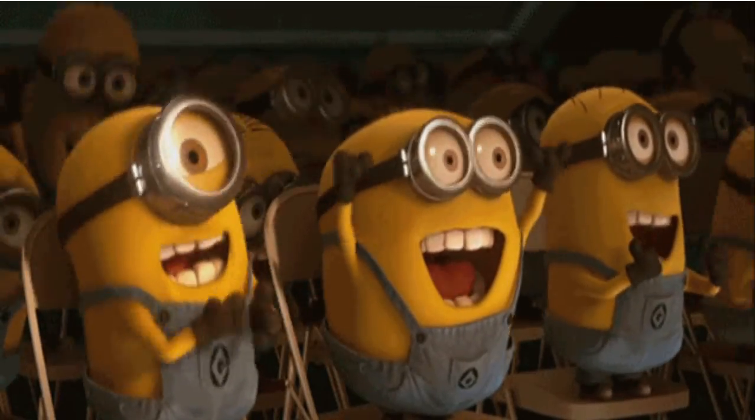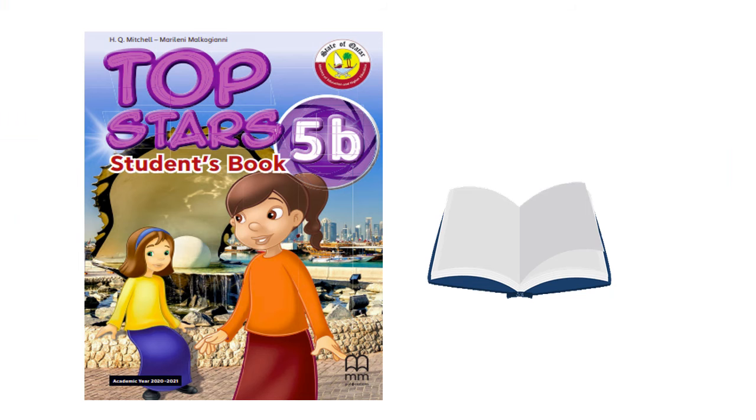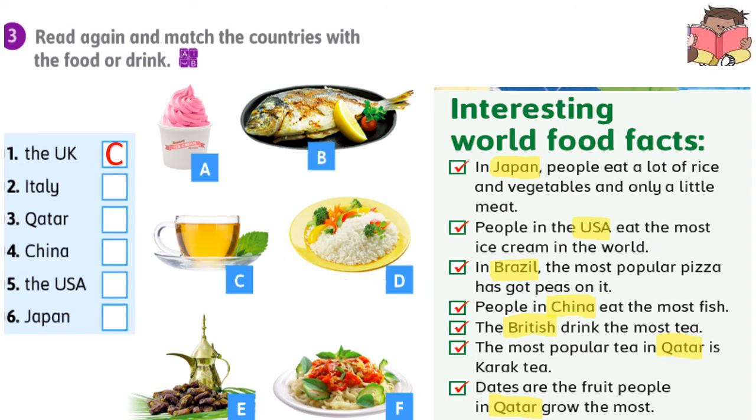Now we have finished the reading. Okay, and we have now moved to the next objective. If you look at this picture now, you are going to read again and match the countries with the food or drink. On the left you'll find six countries, and on the right you'll find interesting food facts.